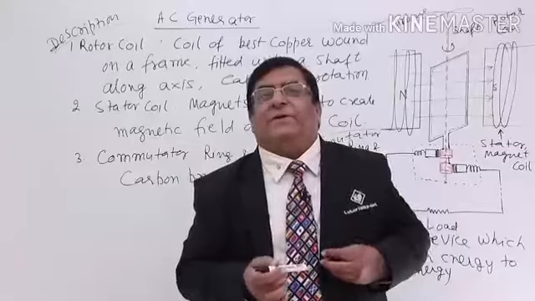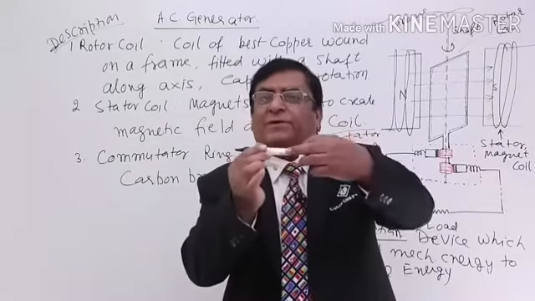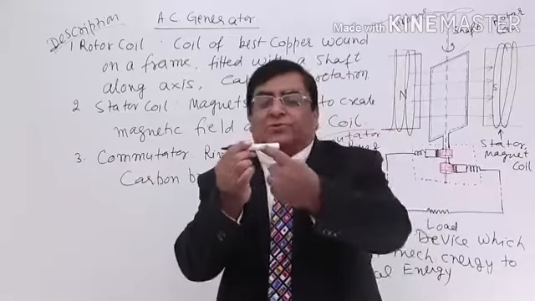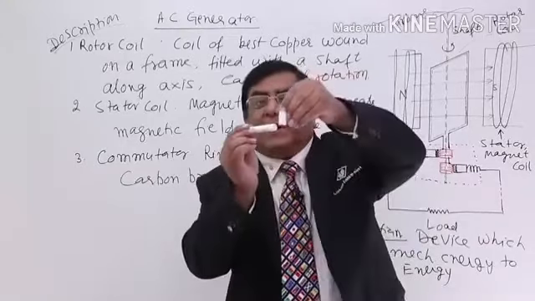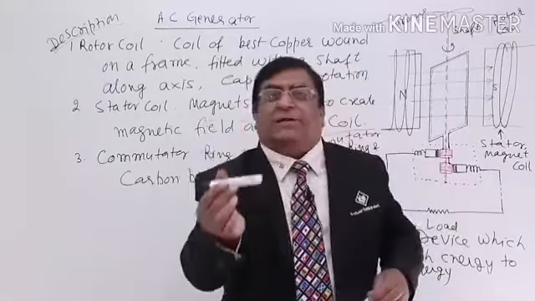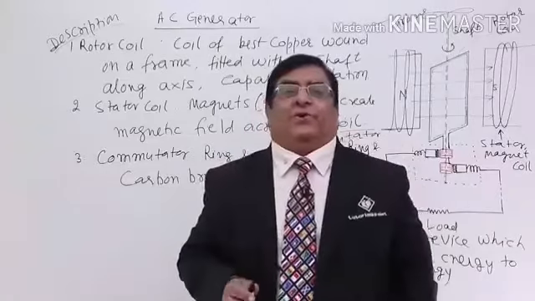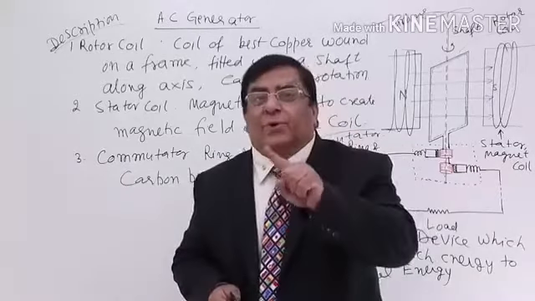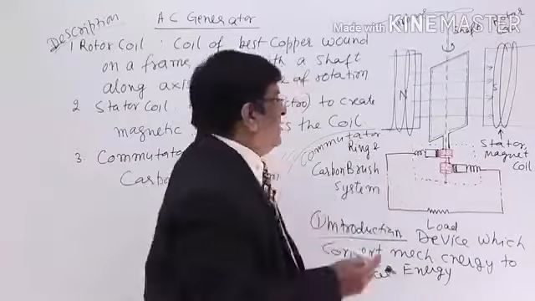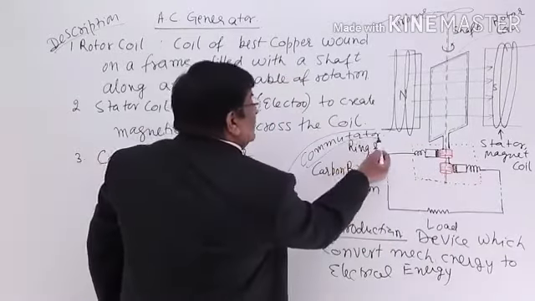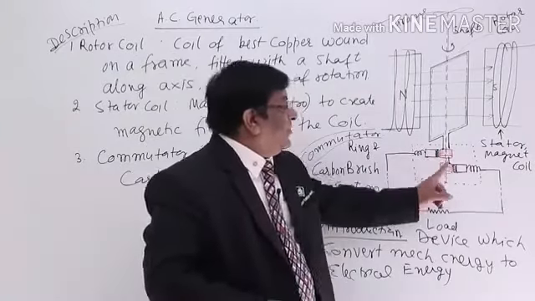So what happens? If it wants to send out any electron, the electron will come here. If any electron has to go from here, it can go because they are in contact. So this part is continuously moving, this part is continuously stationary, but even then there is an exchange of electrons. The electron is commuting from ring to the brush and from brush to the ring. That is why it is known as commutator.